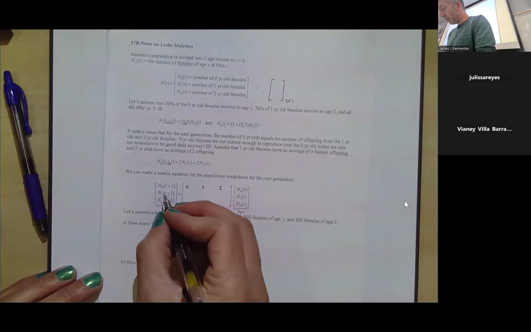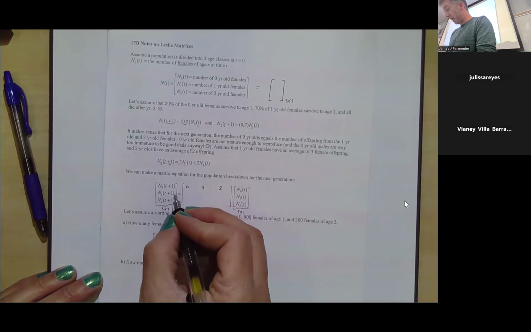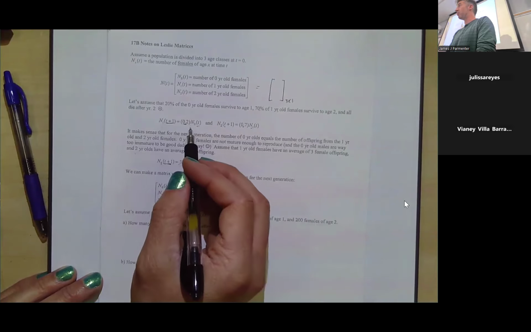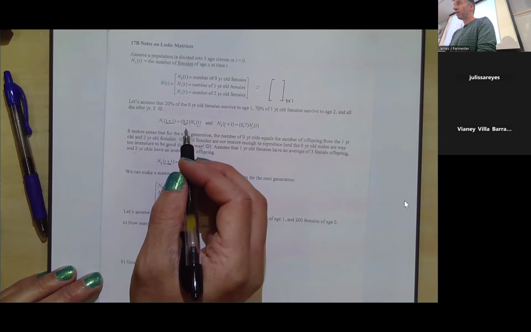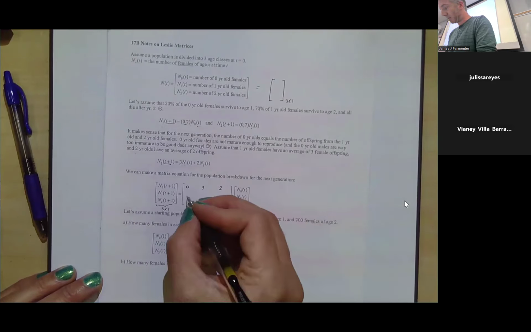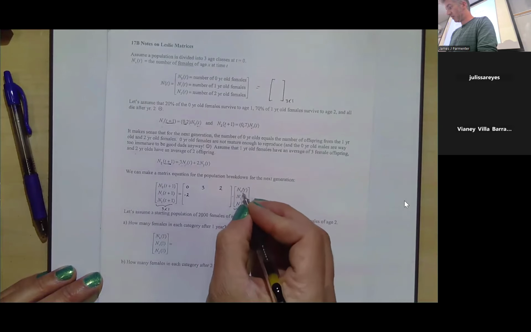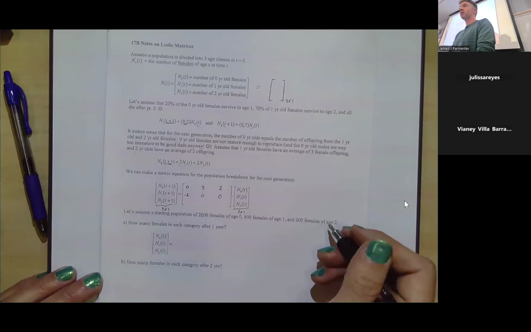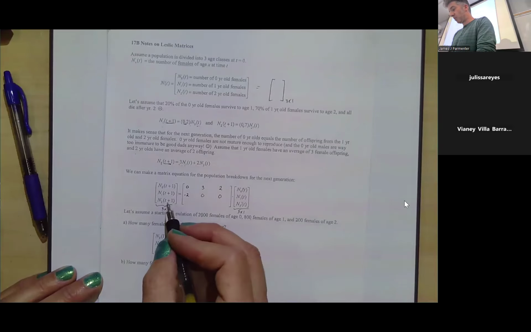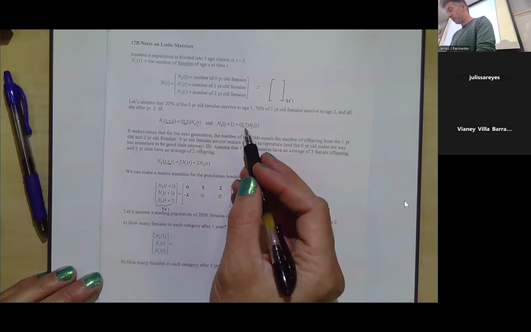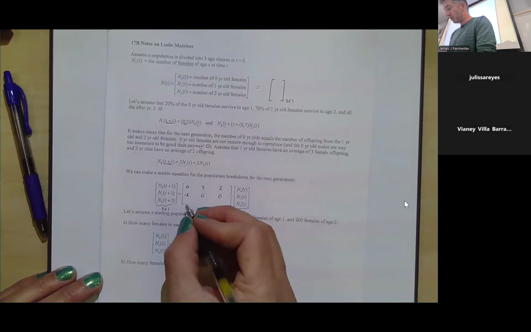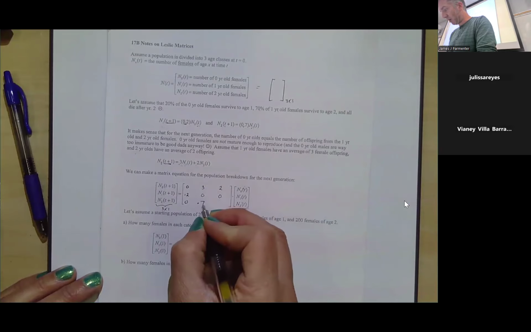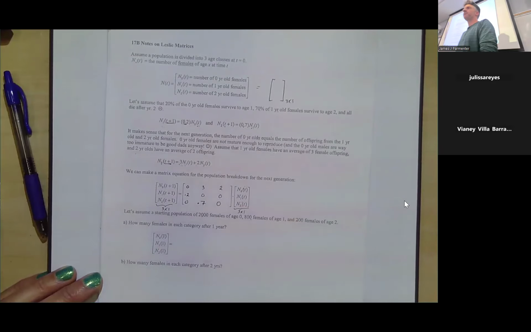And then for the number of 1-year-olds next year, the only thing that contributes is the number of 0-year-olds that were there the year before. So it's going to be 20% times, or 0.2 times, the number of 0-year-olds, and 0 of the 1-year-olds and 0 of the 2-year-olds. Similarly, for the number of 2-year-olds next year, we said that was 70% of the number of 1-year-olds last year. So that's going to be a 0 here because the 0 multiplies that, a 0.7 here, and a 0 here.